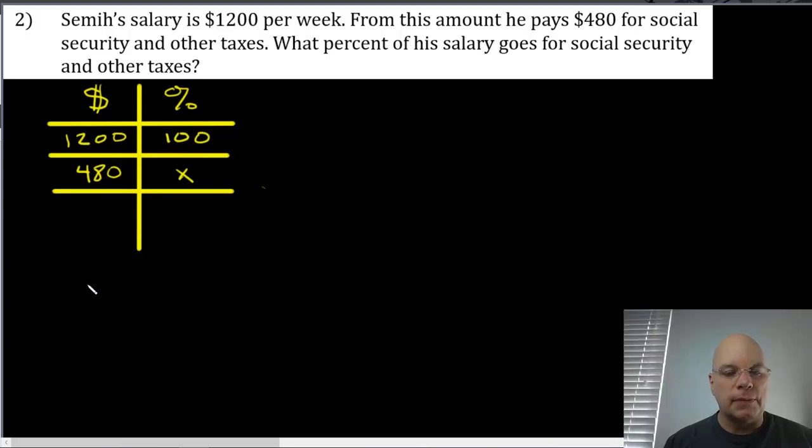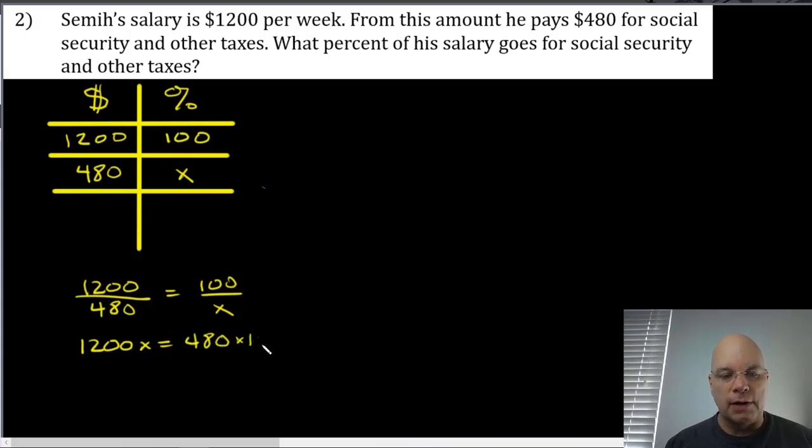So I'm going to do it in the least efficient way first for a reason. I'm just going to set up this proportion, 1200 over 480 is equal to 100 over x. And then I'm going to pretend I don't notice any scale factors or any way I can simplify anything, and I'm just going to write my cross product equation. 1200 multiplied by x is equal to 480 multiplied by 100.